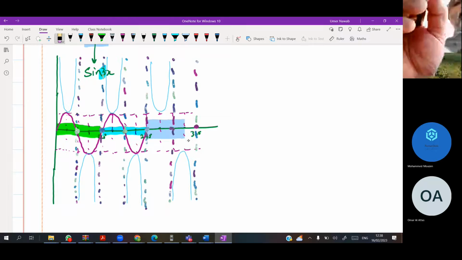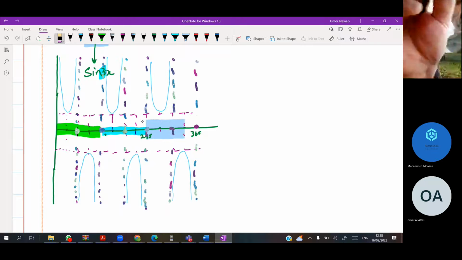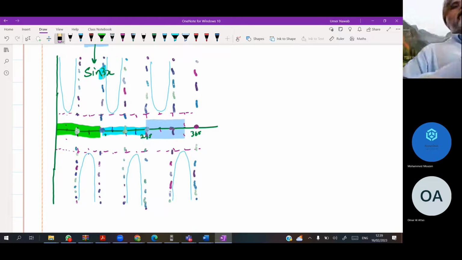Can I erase now? Do you understand? Right here, this is 1 and this is -1. This is a graph of cosecant of 3x. Easy peasy?